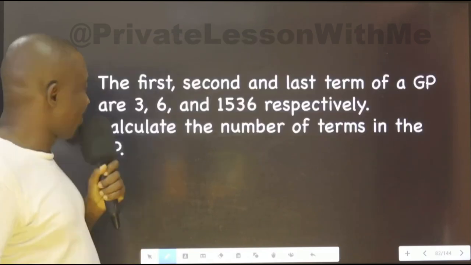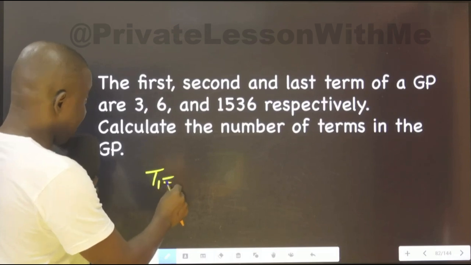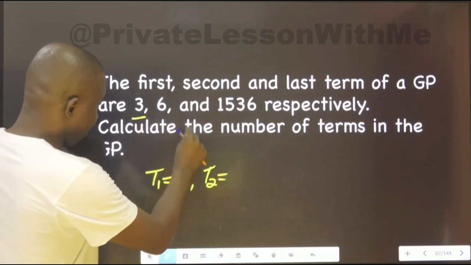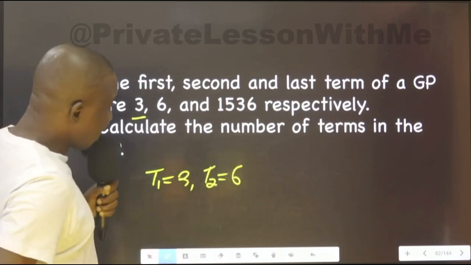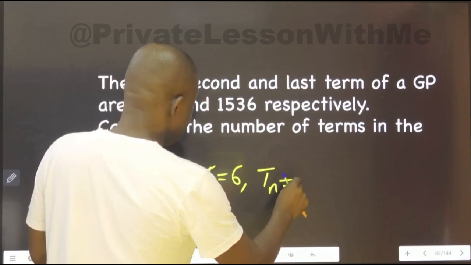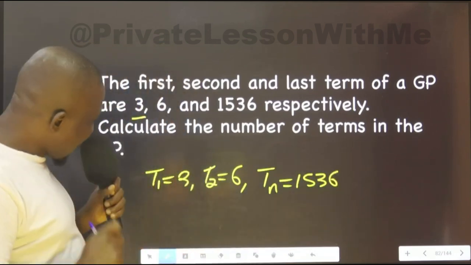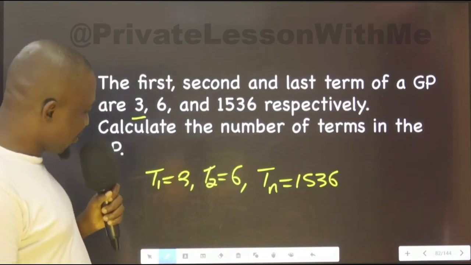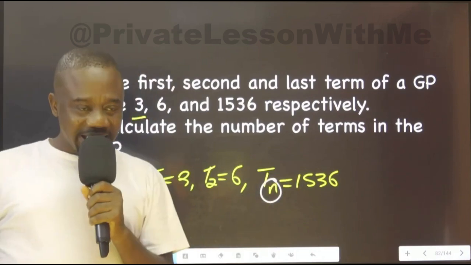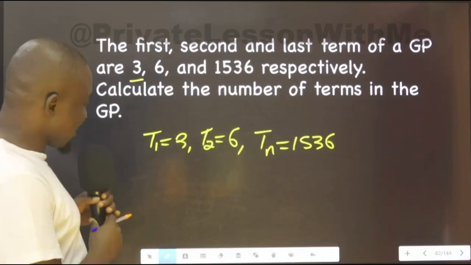Look at this. It says the first is 3, the second is 6, and the last one, which we don't know, is 1536, respectively. Calculate the number of terms in the GP. The number of terms in the GP is this n. So before we come here, let's first of all use the second term.